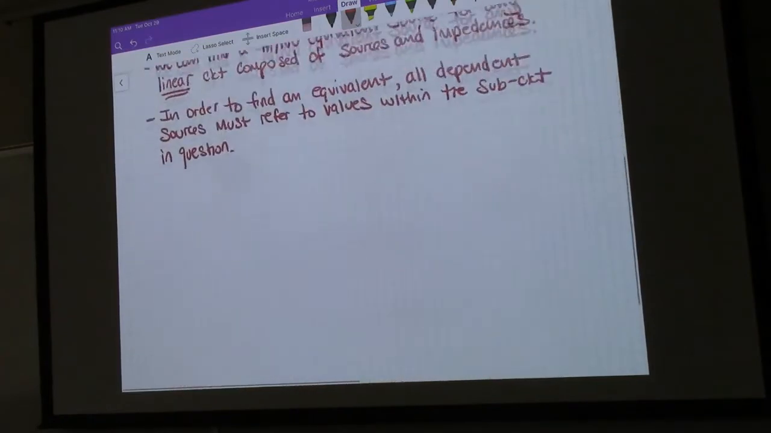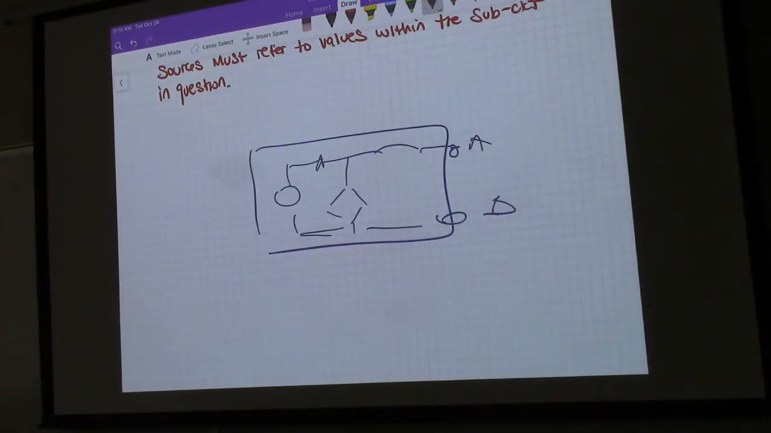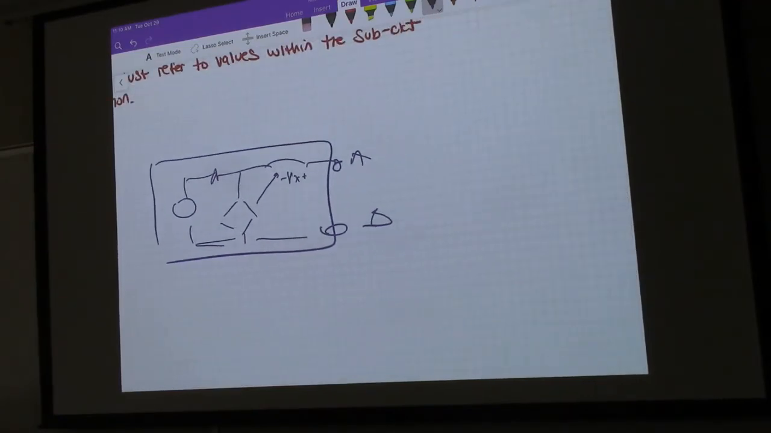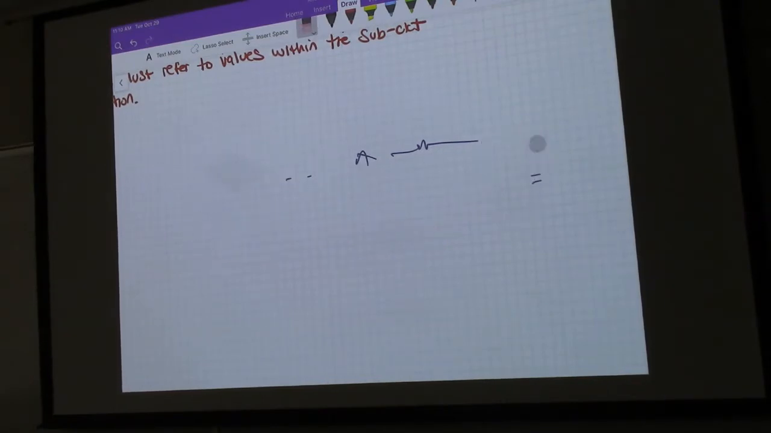If we have a circuit like this with lots of sources and resistors and all kinds of stuff going on, and we're trying to find the equivalent at terminals A and B, this dependent source right here can refer to a voltage X like that. It cannot, assuming that there's more stuff going on over here, refer to a value out here, because there's no way to self-contain that relationship within the equivalent circuit. It's external. So that's what we mean when we say it must refer to.